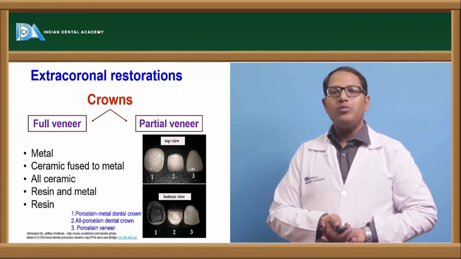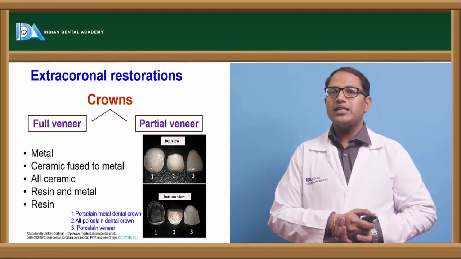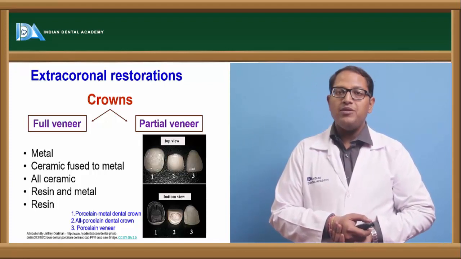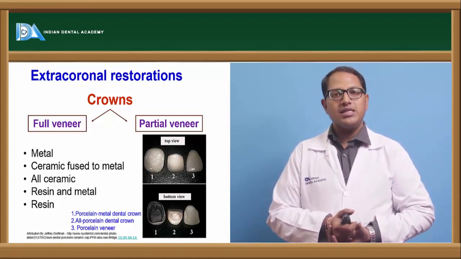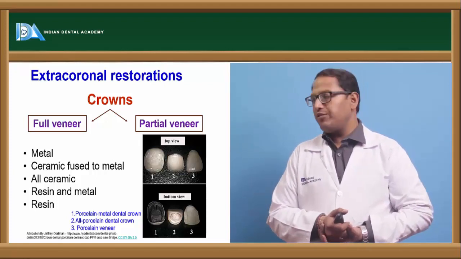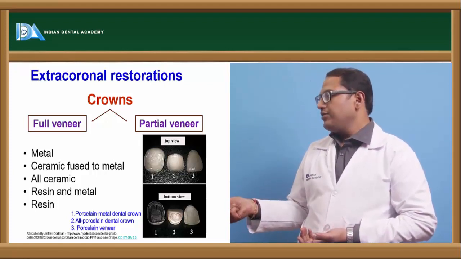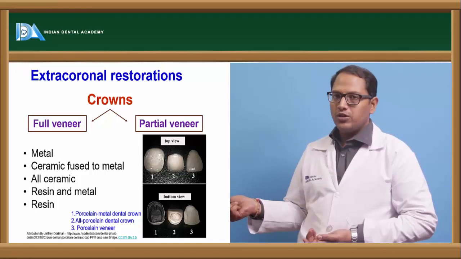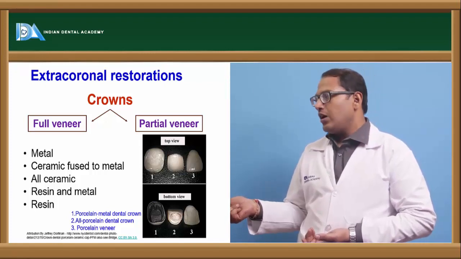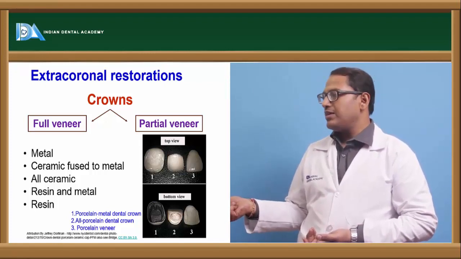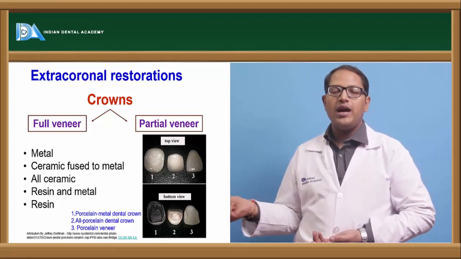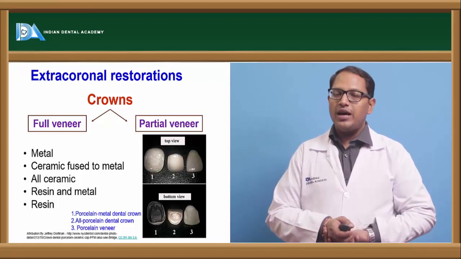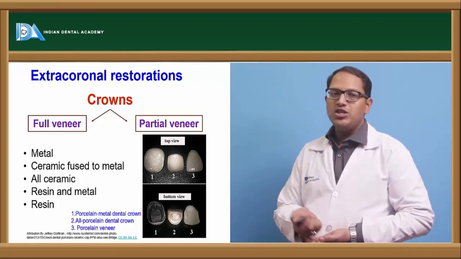Now the crowns: what are the different types of crown that an extracoronal restoration can be? It can be full veneer. Veneer basically means covering. So full veneer, full covering. For example, we have metal, we have ceramic fused to metal, which is also called porcelain fused to metal. All ceramic restoration, and we have resin and metal, we have resin crowns. And partial veneers: we have 3/4, we have half and quarter crowns, we have 7/8 crowns; those are called partial veneer crowns.